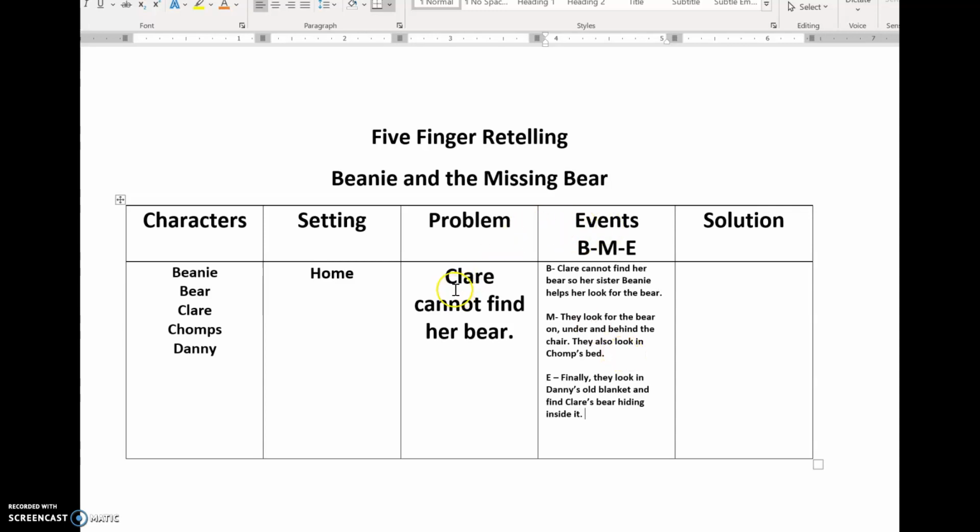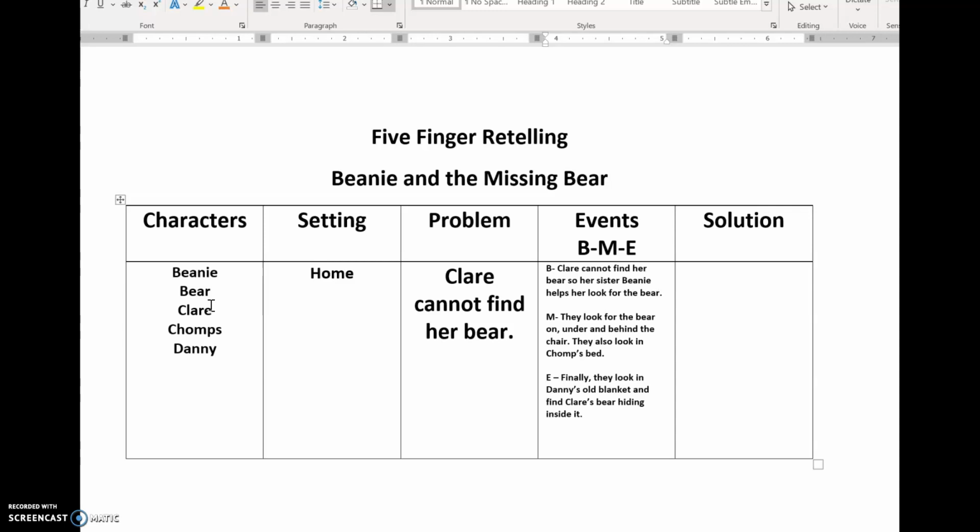So you see how we found what the problem is. So this is how we are retelling. We are retelling using our fingers. We're first listing the characters, then we talk about the setting. We figure out what the problem in the story is, and then we write the beginning, the middle, and the end, thinking about what happened in the beginning, what happened in the middle, and what happened in the end. So this is a great way of retelling a story.